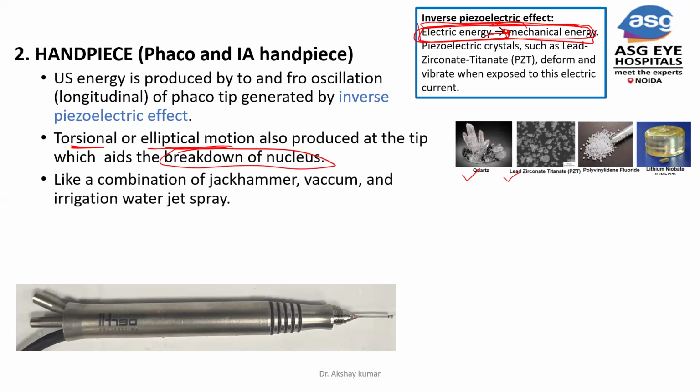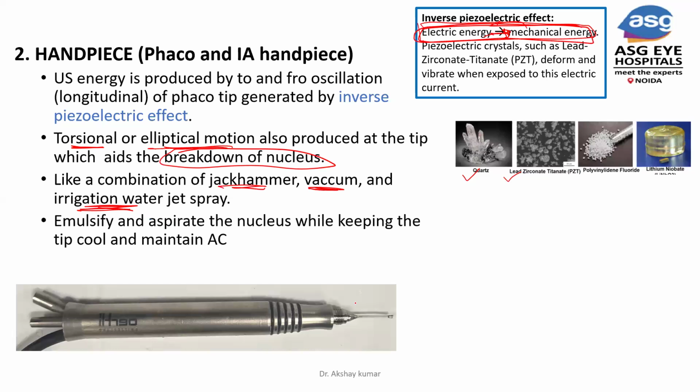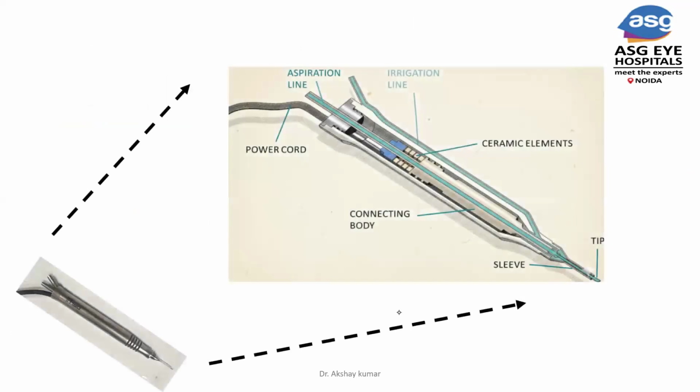So basically, the phacotip is a combination of a jackhammer, vacuum, and an irrigation water jet. It emulsifies and aspirates the nucleus while keeping the tip cool and maintaining the anterior chamber. So this is the basic internal structure of the phaco tip. I have told you earlier that it works on the basis of piezoelectricity.